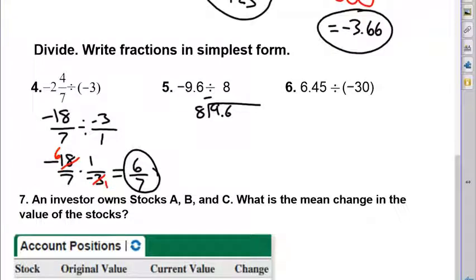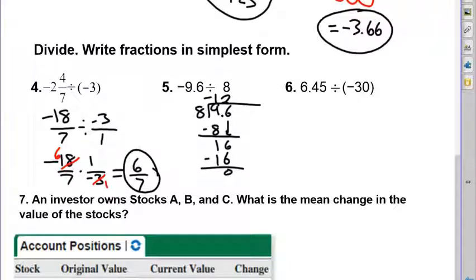8 goes into 9 once. 1 times 8 is 8. We'll subtract and we get a remainder of 1. Drop down this 6, and 8 goes into 16 twice with 0 remainder.